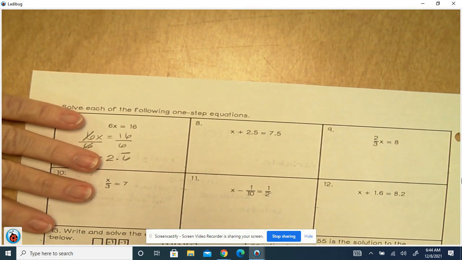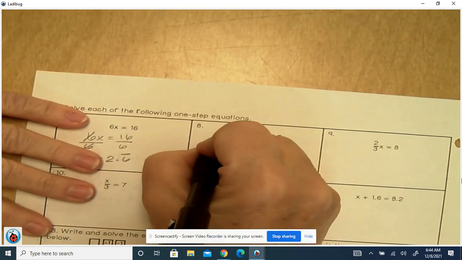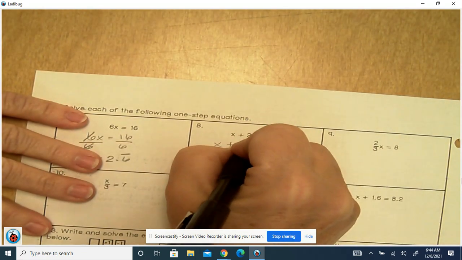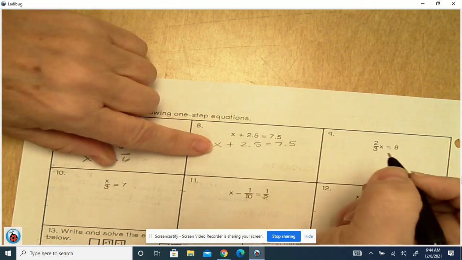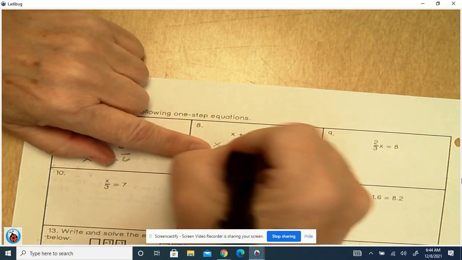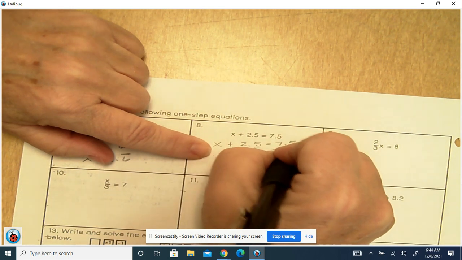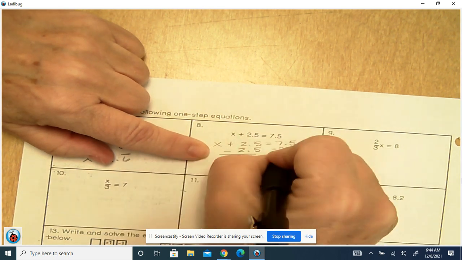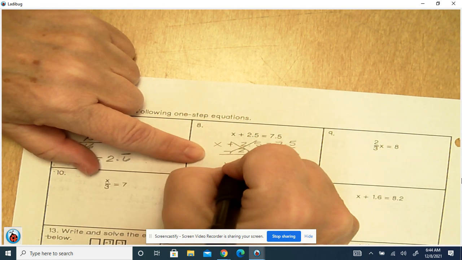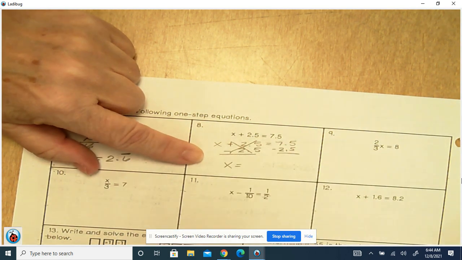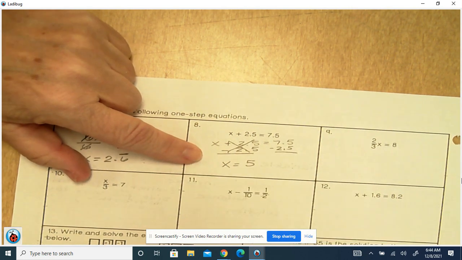Number 8. We've got x plus 2.5 equals 7.5. That's a plus, so we minus to get rid of it to get x by itself. What you do to one side, you do to the other. These two cancel each other out, and we're left with x equals 7.5 minus 2.5 is 5.